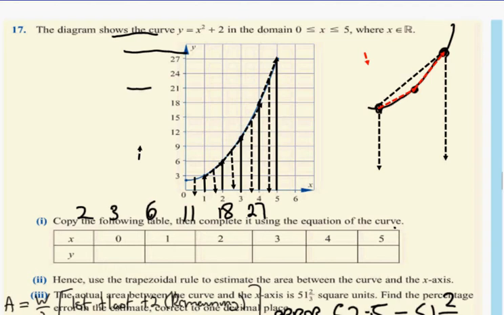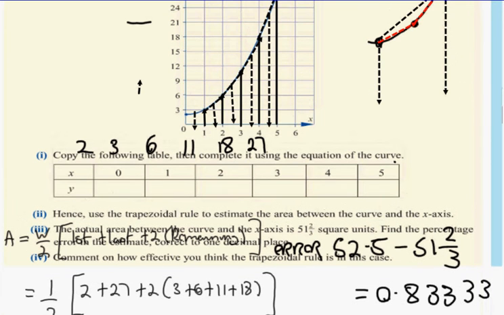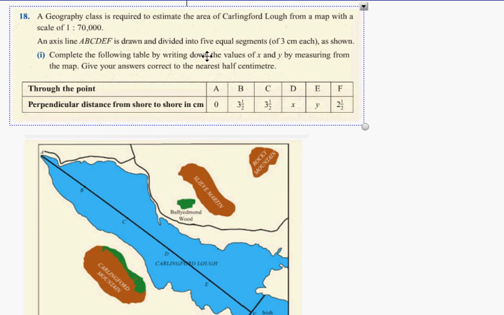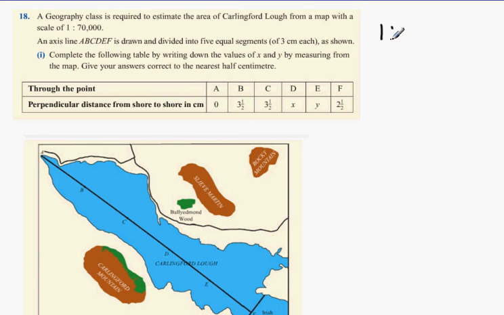Okay? Now finally, 18. Okay, Kim? 18. A geography class is required to estimate the area of Carlingford Lough from a map with a scale of 1 is to 70,000. What does that mean? Can anybody tell me? 1 to 70,000. Centimetre. Every centimetre on this map is going to be 70,000 centimetres in real life.